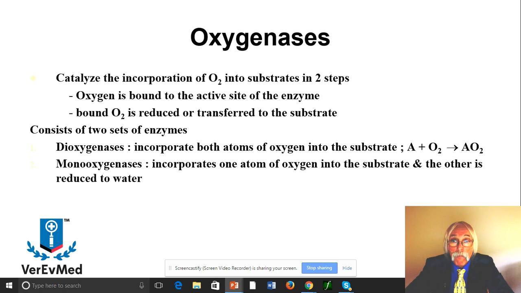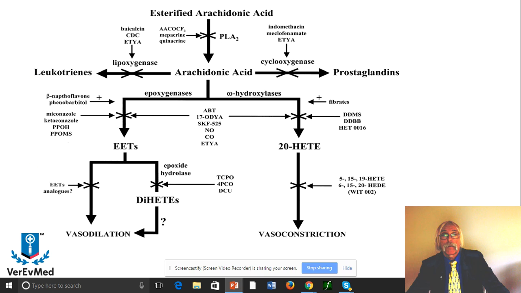Another type are called monooxygenases. They incorporate only one atom of oxygen to the substrate, and the other one ends up going into water. That is, it gets reduced with hydrogen ultimately to make water. And so that means you're going to have a reductant here, and that reductant can be either NADPH or NADH. Later we'll see where NADPH is really important.